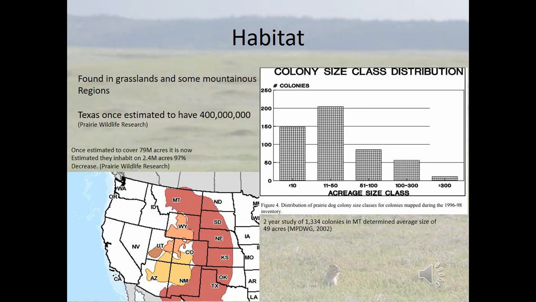Habitats consist of colonies and towns, a grouping of colonies. While it is estimated that Texas once held a 125-mile prairie dog town, it was found in a 1996 study in Montana that the average of 1,334 colony sizes only reached 49 acres. While vast open areas may seem desolate, they are teeming with other life.